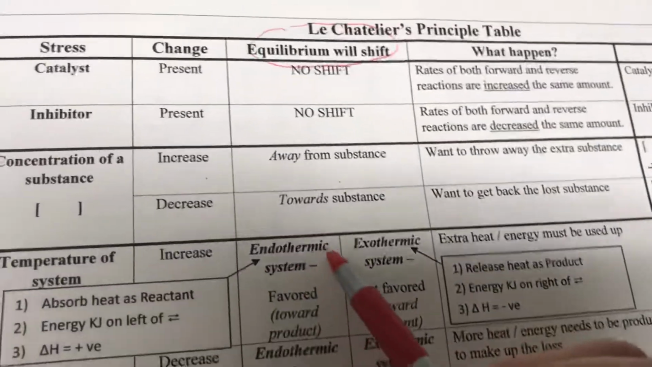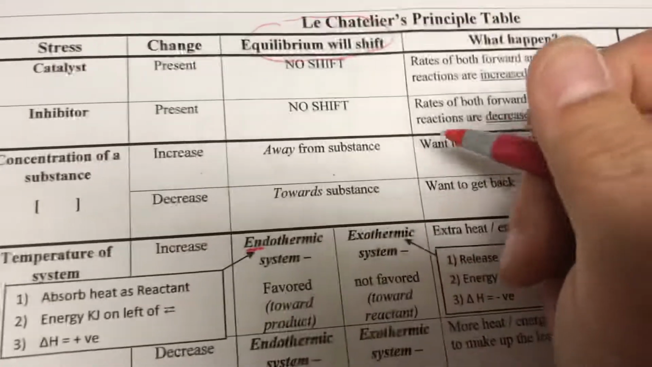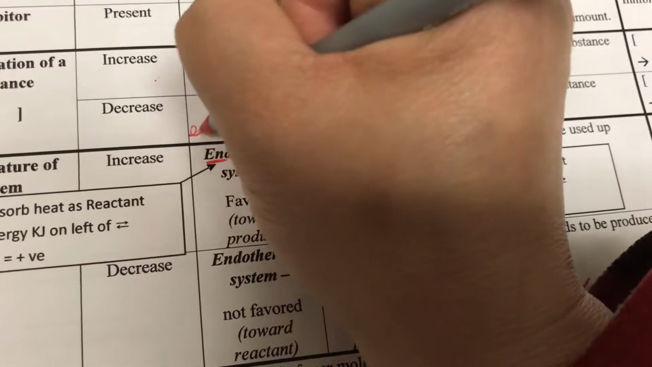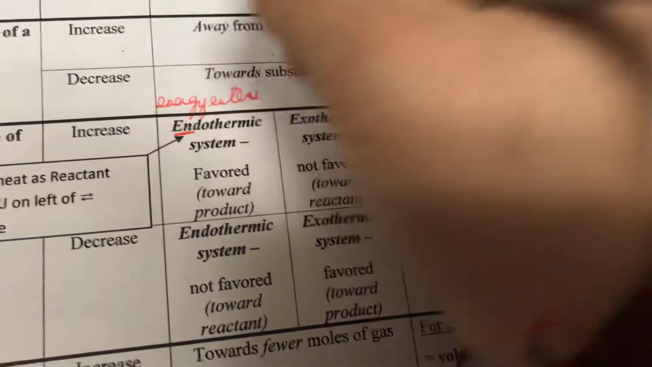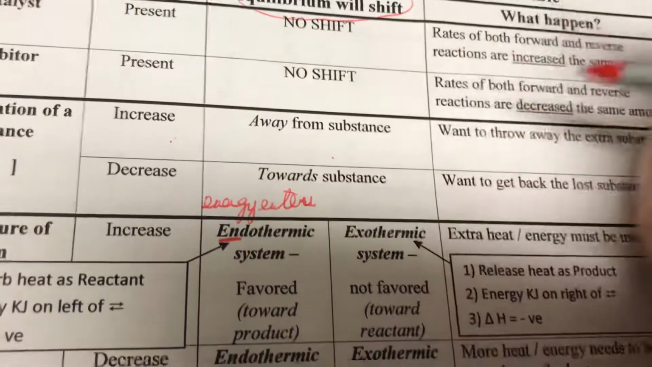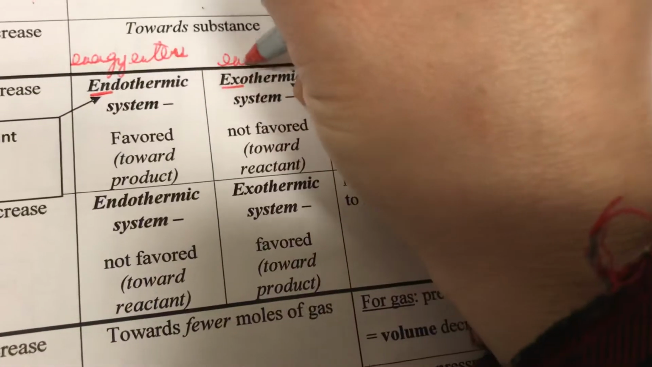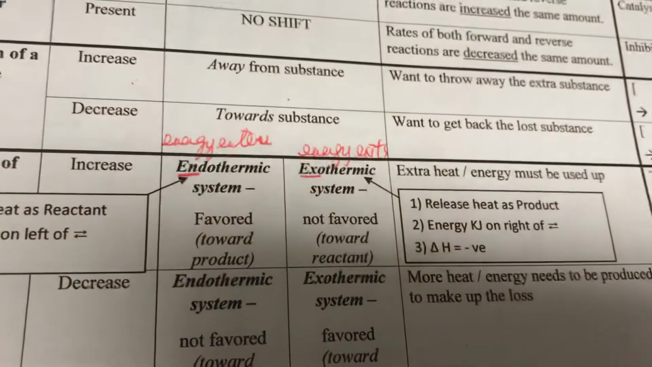Now, endothermic: endo meaning enter, E-N-T-R, enter, and thermic meaning energy. So it means the energy enters the system. Energy enters the system. And then exo meaning exit. So energy exits the system. That means energy leaving.